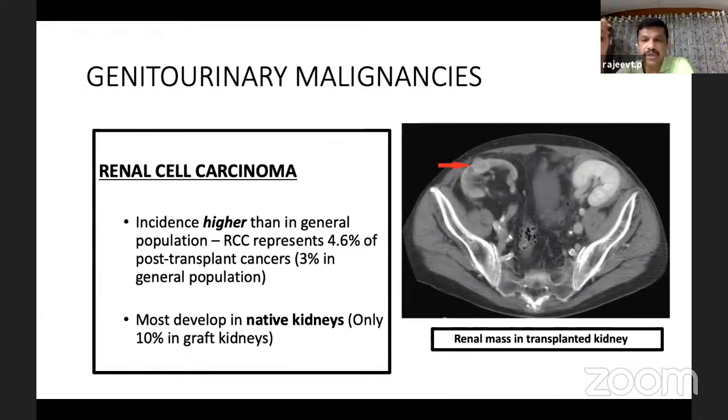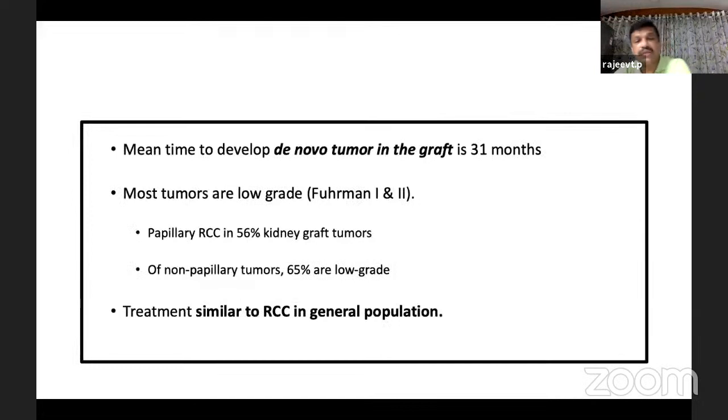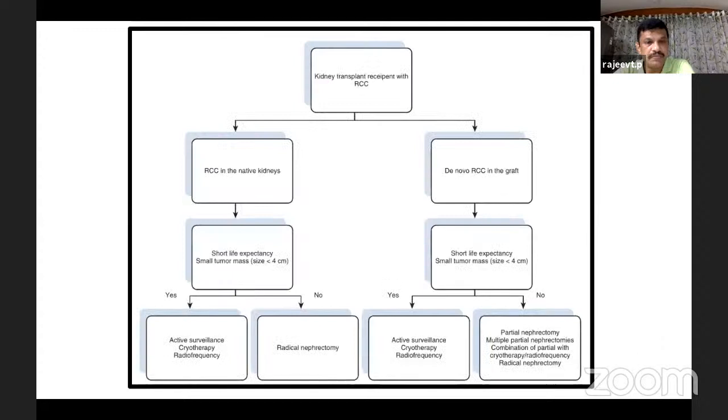So this is a CT showing a small renal mass, which is both exoendophytic, in the transplant kidney. Mean time to develop a de novo tumor in the graft is 31 months. It has been found that most of these tumors are low grade, Fuhrman grade 1 and 2. Papillary RCC is found in 56% of kidney graft tumors, and of the non-papillary tumors, 65% are low grade. Treatment of these renal tumors is the same as in the general population. So this is an algorithm on how to follow them.